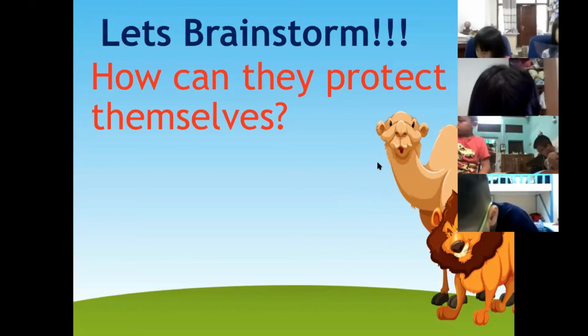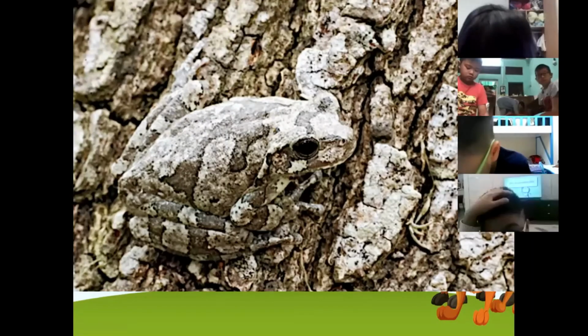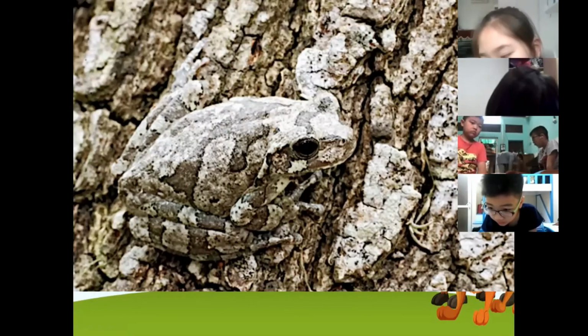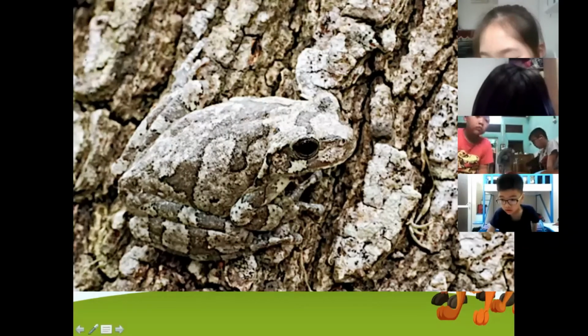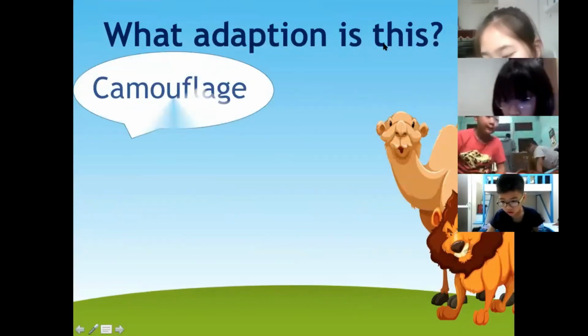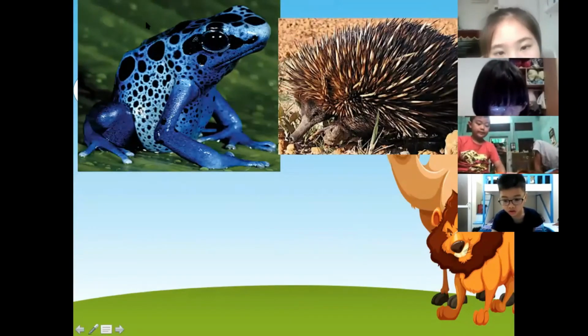Some have spikes. What adaptation is this? Let's say it on 3 if you know. 1, 2, 3. Camouflage. Very good. Camouflage. What adaptation is the frog?